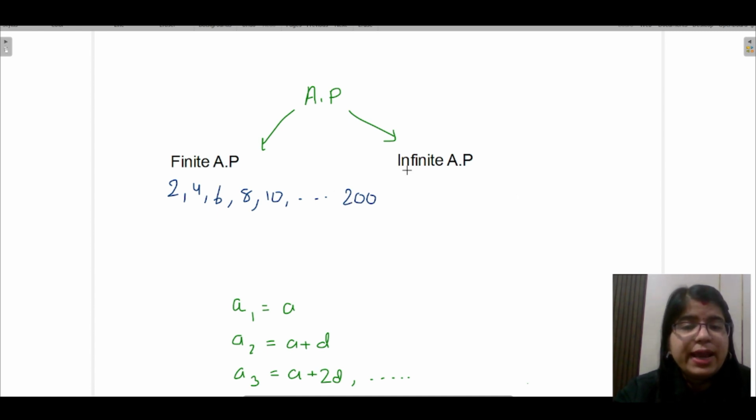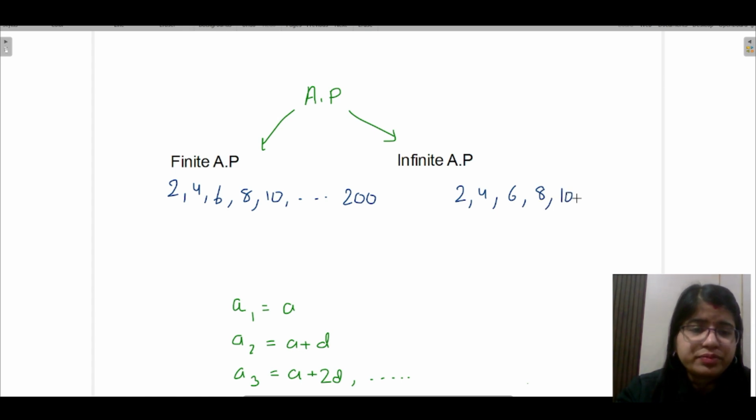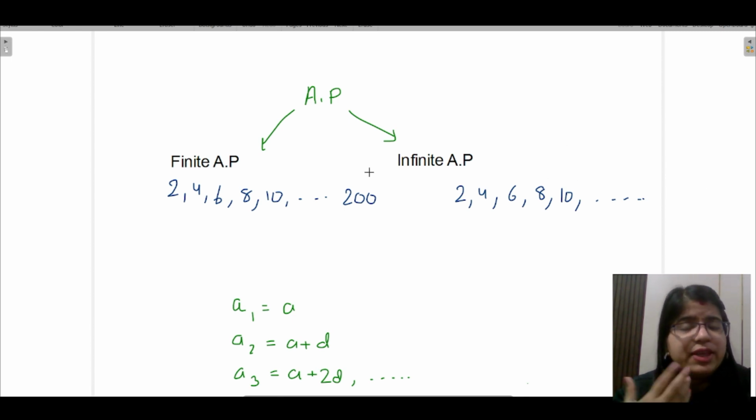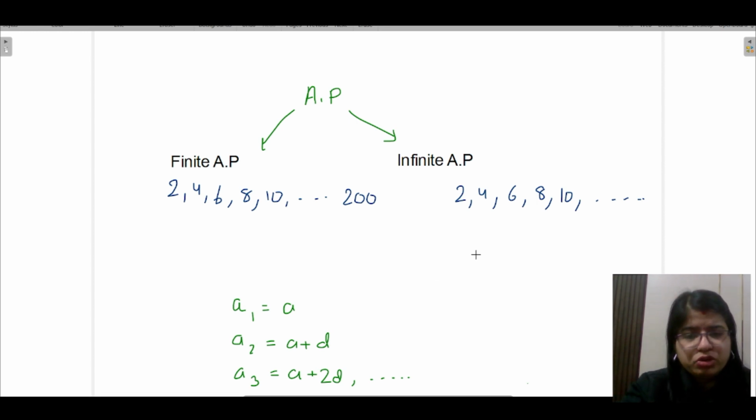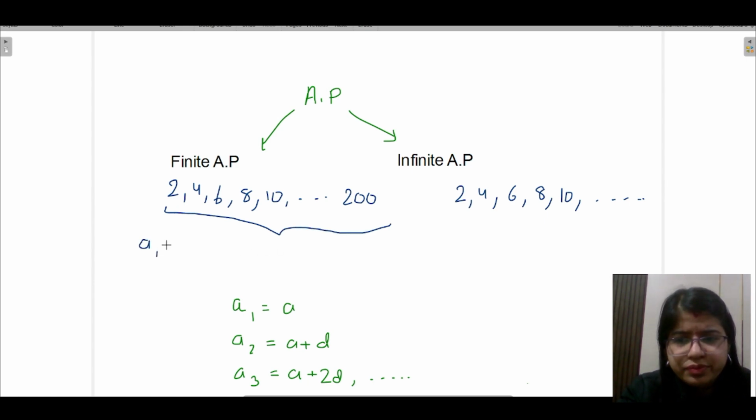which is 200. And in case of infinite AP, the series will be like this: 2, 4, 6, 8, 10. But here the number of terms is not given. When the number of terms is not fixed, then we will say that it is in the form of infinite AP. Okay students, so what we can say here, the first term is A. Here we can say it is 2. If this series is considered, the first term is A, which is 2.